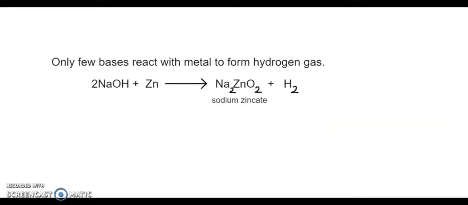Very few metals react with a base. One of the few examples is sodium hydroxide reacting with zinc. So can you see here, only the hydrogen is being displaced out as hydrogen gas and zinc combines in place of hydrogen. So you get a complex compound which is called sodium zincate. Not all bases react with metal to form hydrogen gas. Only a few do it, and one of the examples is what I've shown.